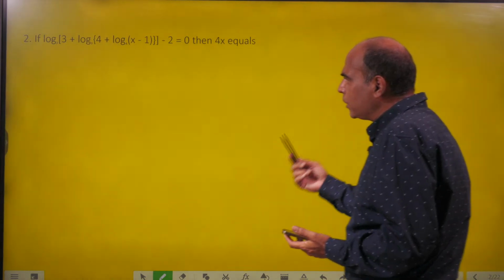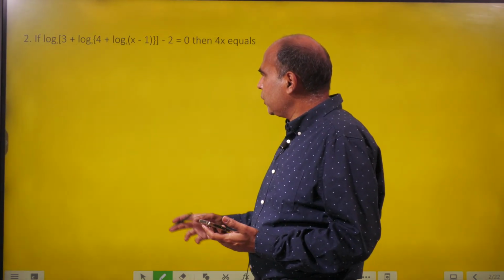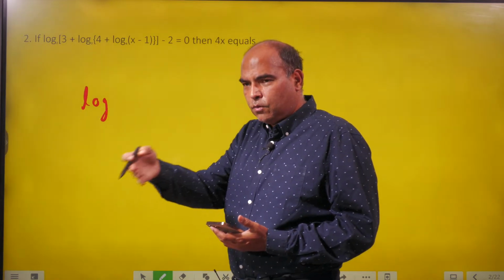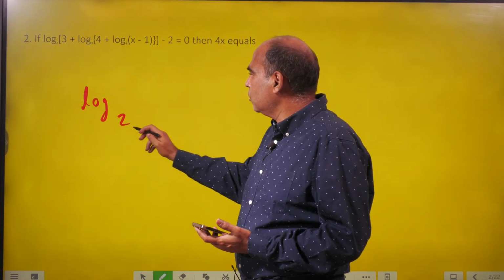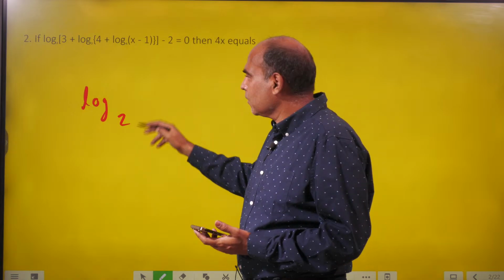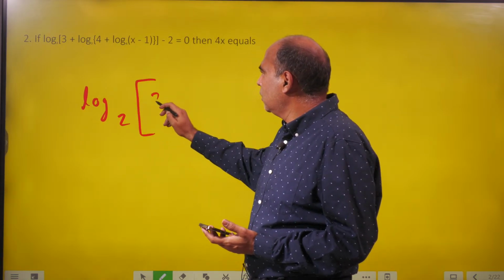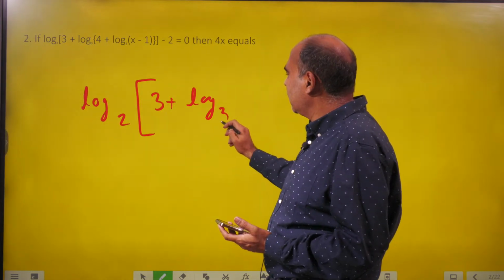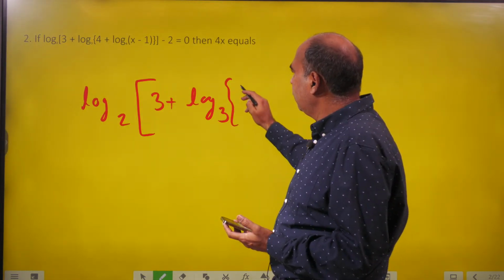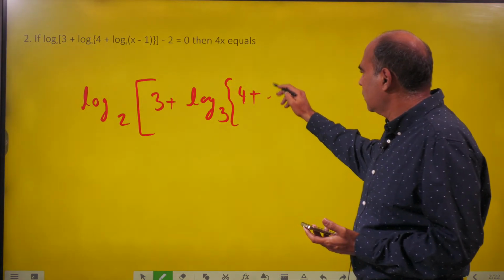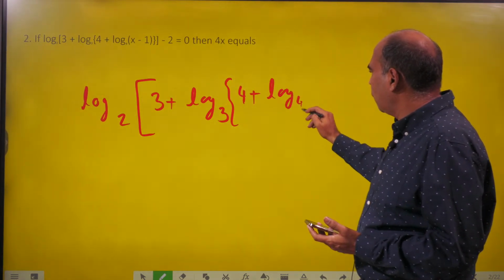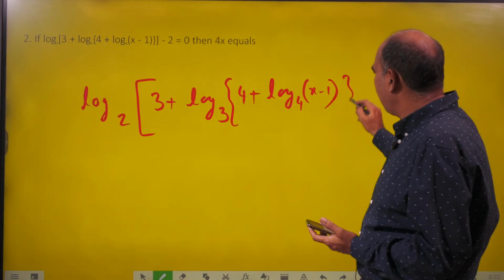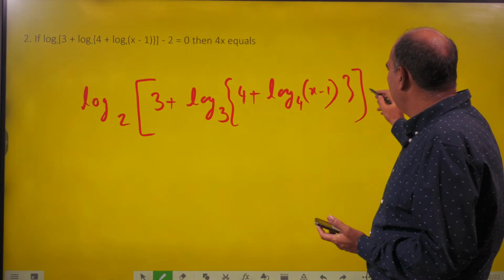So the second question is from logs. This question talks about log to the base 2, 3 plus log to the base 3, 4 plus log to the base 4, x minus 1, with an appropriate number of brackets, minus 2 is equal to 0.